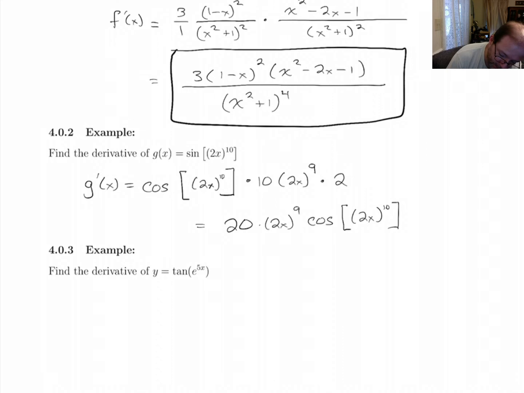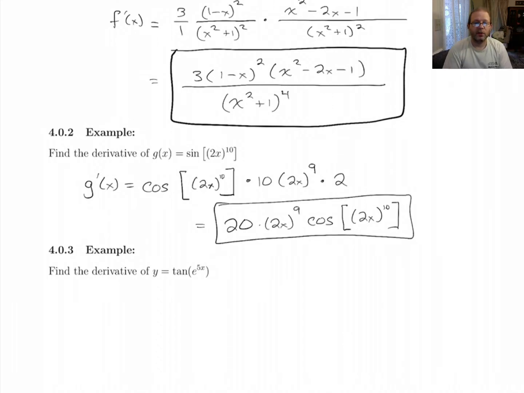If you wanted to, you could split the (2x) to the ninth into 2 to the ninth times x to the ninth. Then that 2 to the ninth you could combine with the 20, but I wouldn't worry about it. And certainly if that had been something more, if this had been, say, 2x plus 5 or something like that, you wouldn't want to touch it. You'd want to just leave it there.